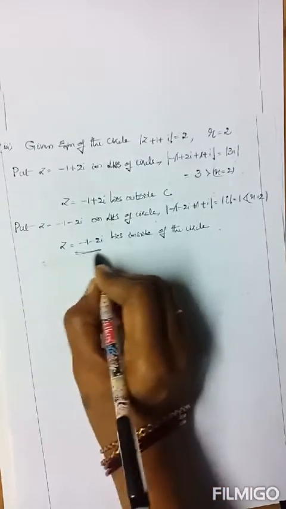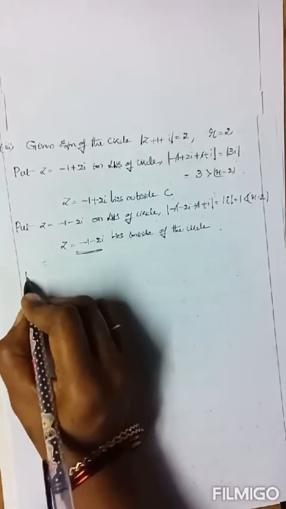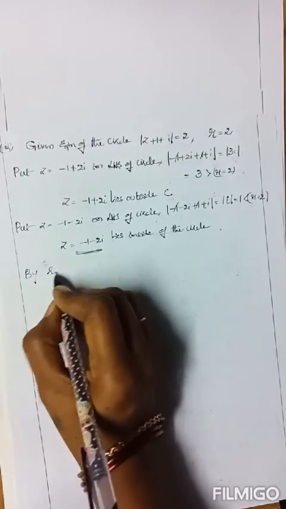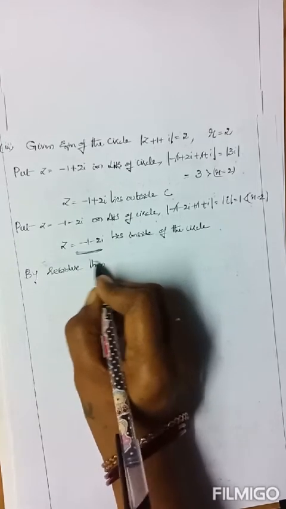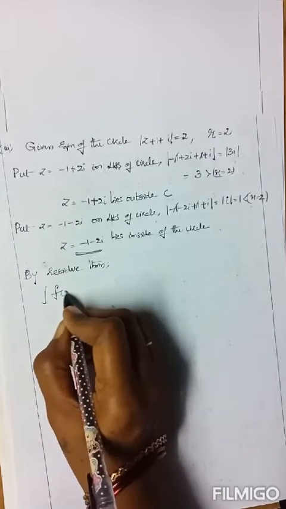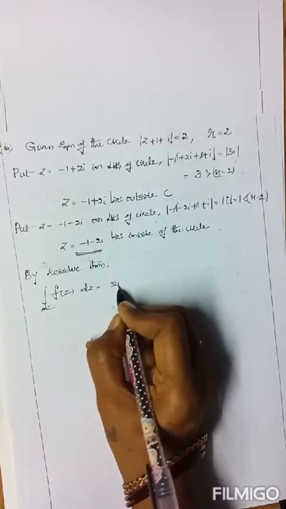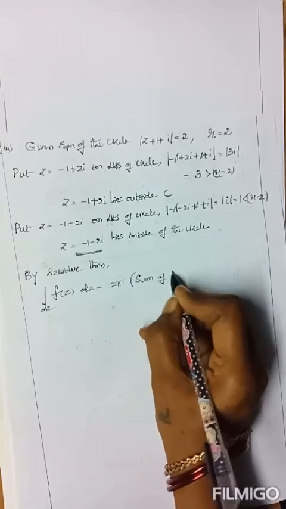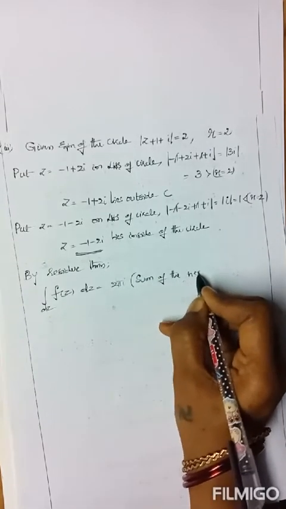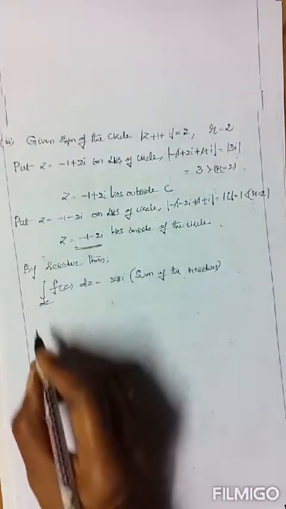So for this point only you can write the corresponding result of the integral. So that by residue theorem, the integral over C of f of z dz equals 2 pi i times the sum of the residues.